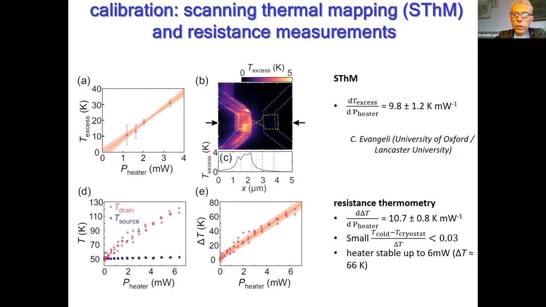And once again, you can also see that if you heat up one side, also with the resistance thermometry, because we can do that on both sides of the junction, you see that you get a very small increase only on the other side. Also, what is interesting here, this is a measurement done at 50 Kelvin. Because of the thermal mapping, we couldn't go to lower temperatures. But you can see that we can heat up the left-hand side by almost 60 Kelvin. So this is a huge number with respect to the 50 Kelvin.